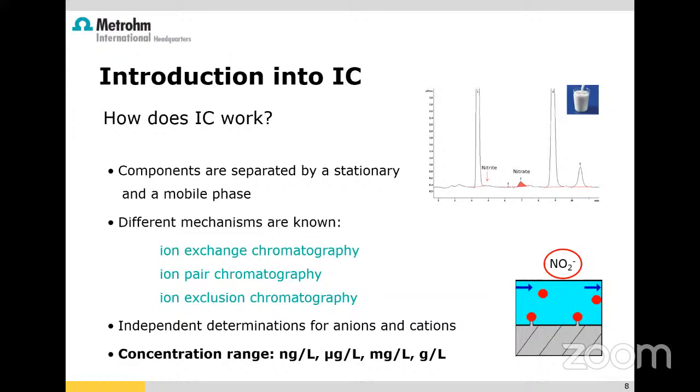Then there is ion exclusion chromatography. So independently, you can determine the amount of anions and the amount of cations present. Concentration range, definitely this technique can be used down to parts per trillion levels also. So you can use it right from percentage to parts per trillion levels. It is possible to use ion chromatography up to that level.